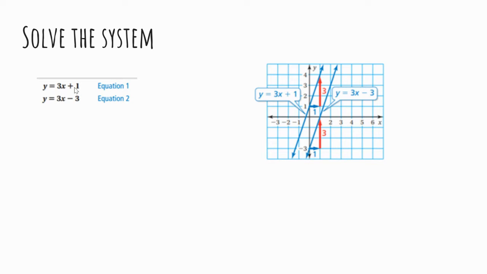Now looking at this, you can tell that they're in slope-intercept form, so y equals mx plus b. The slope is the same. So as soon as you see the slope is the same, you know they're automatically parallel. If they're parallel, they do not have a solution, or there are no points that are the same in either of the lines.